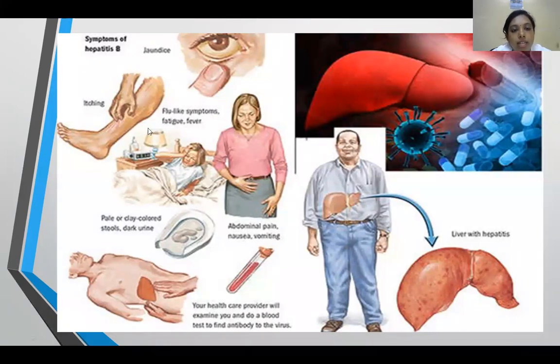Then this is the pruritus and the flu-like symptoms like fatigue and fever. The patient may present with abdominal pain, nausea, vomiting. This is the later stage, in cirrhosis: pale or clay colored stools, dark urine. And this is where the physician clinically evaluates that there is hepatomegaly. Here the questions are, what are the methods of elicitation of hepatomegaly? What are the areas of the abdomen? And this also shows the liver with hepatitis. There might be hepatomegaly.